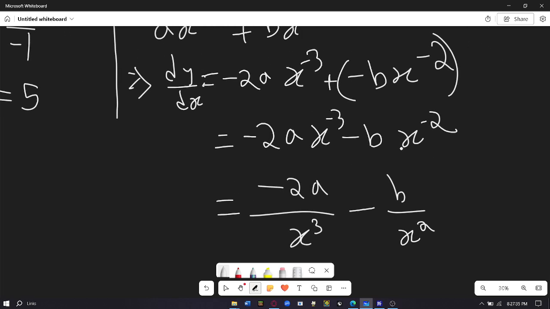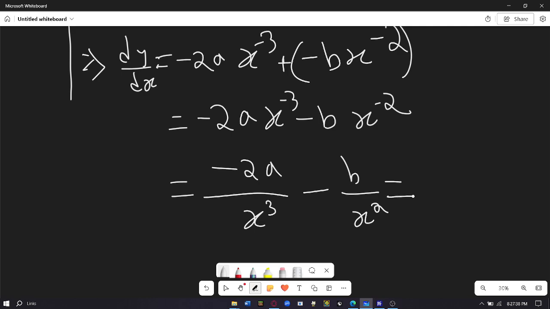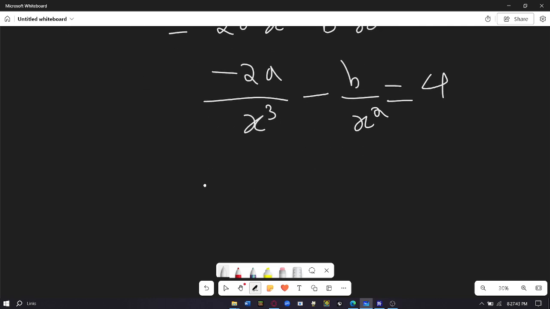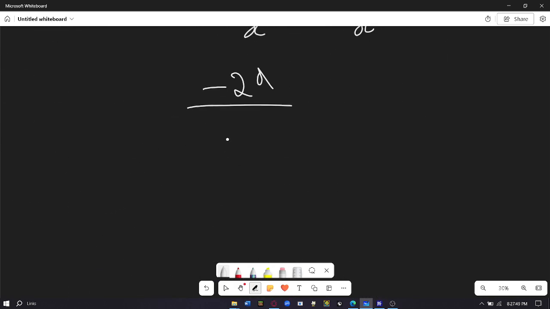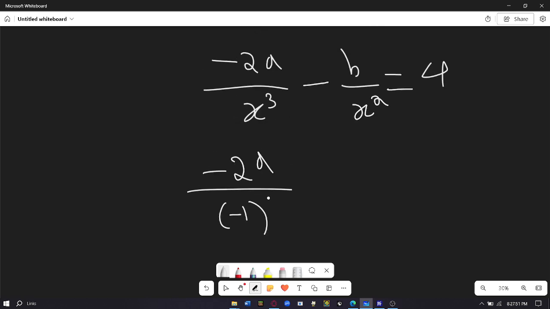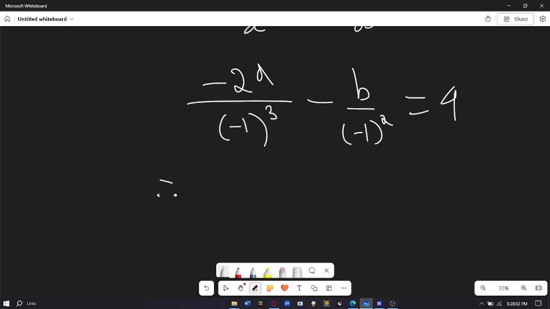Now, we know that this dy by dx value is 4, right? So, that's 4. And we also know that x is equals to minus 1. So, 2a by minus 1 cubed minus b by minus 1 squared is equals to 4. Right. Now let's do this one again. This becomes minus minus cancelled. This becomes 2a minus b is equals to 4. And that's our second equation.